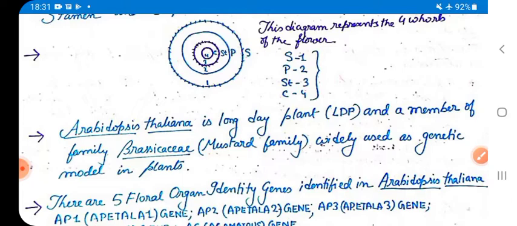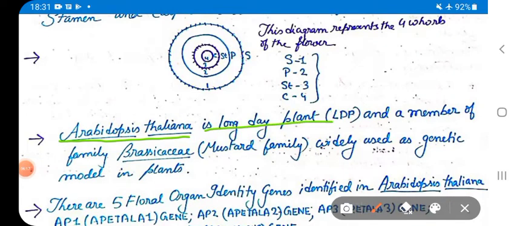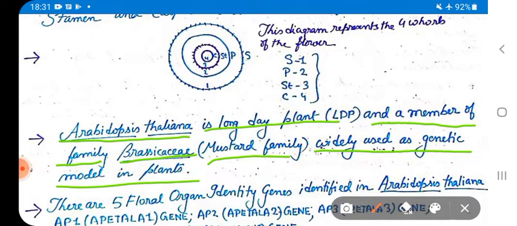Floral organ identity genes are actually studied in the organism Arabidopsis thaliana, which is a long day plant and a member of the family Brassicaceae, the mustard family, and is widely used as a genetic model in plants. This whole concept of identifying the floral organ identity genes, Apetala 1, Apetala 2, Apetala 3, Pistillata, and Agamous, was done in Arabidopsis thaliana, and based on this scientists have revealed the genes and how the arrangement of the flower occurs. They have studied it.